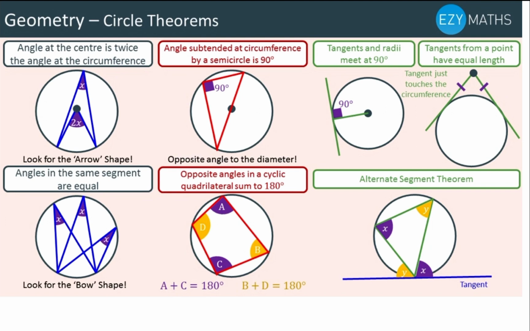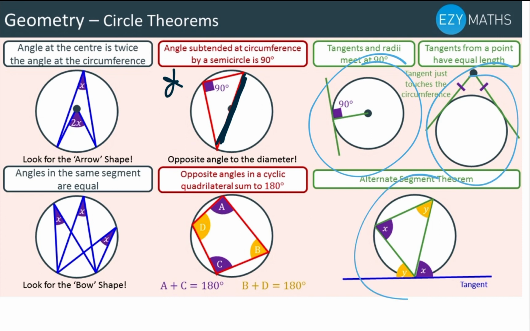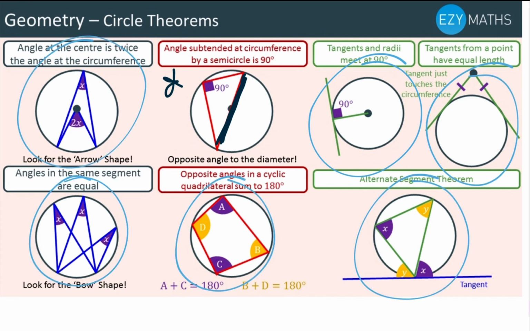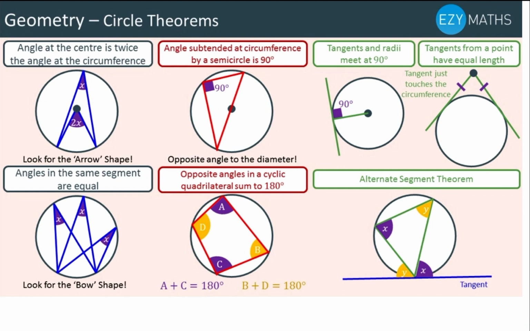So the first one I want to start with is this one over here. This is the only theorem that involves a diameter. And how do you know it's a diameter? Because it will go through the middle. If you look at all the other ones, there's no diameter involved in there. There's radiuses, but there's no diameters involved. So this is the only theorem with a diameter. That's why I went through that one first.